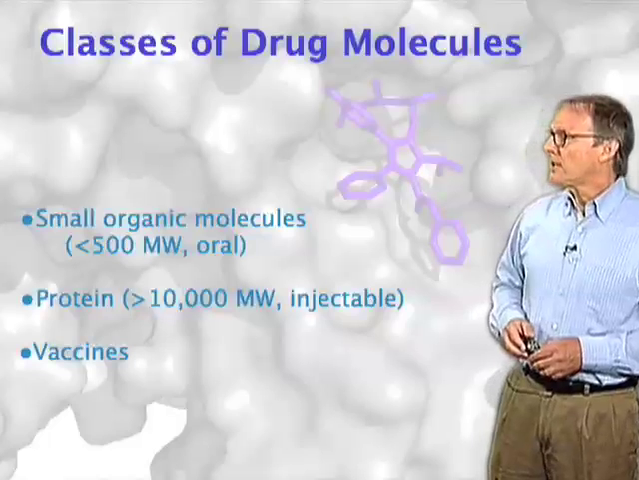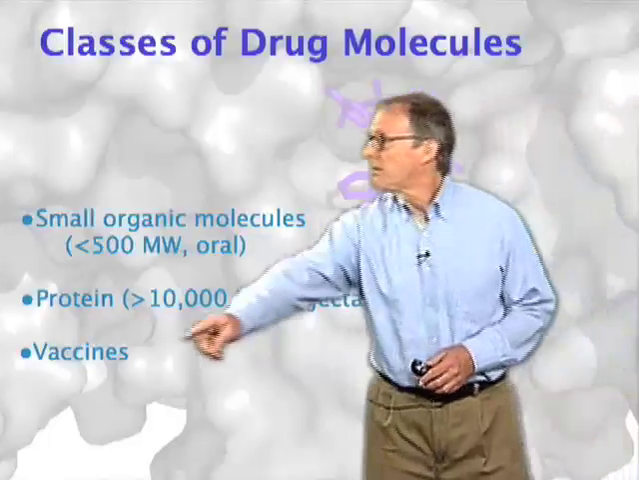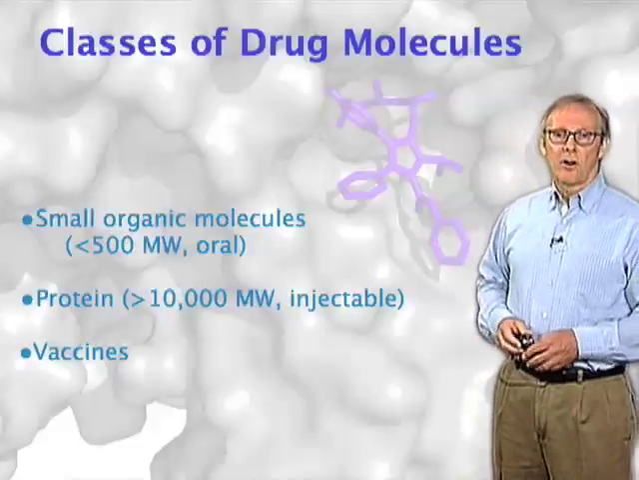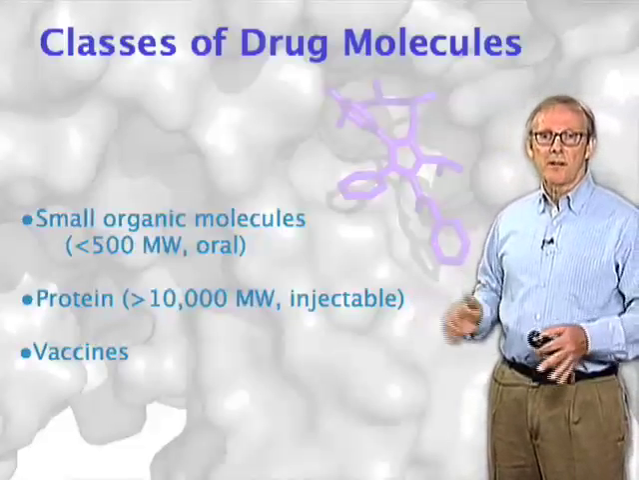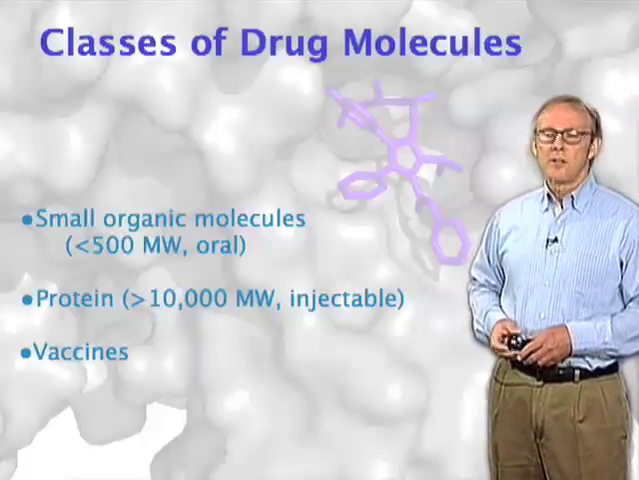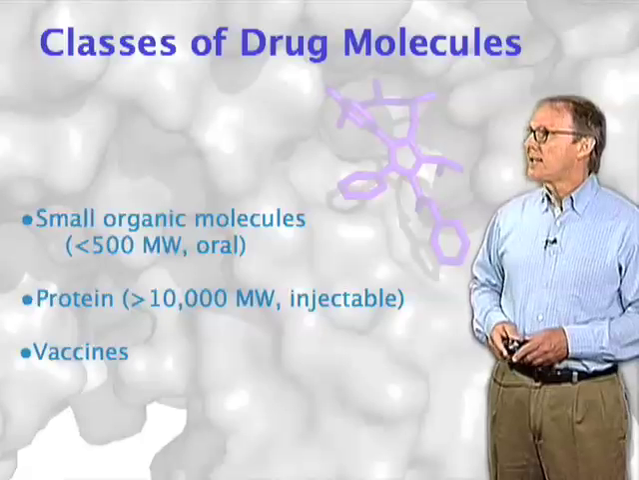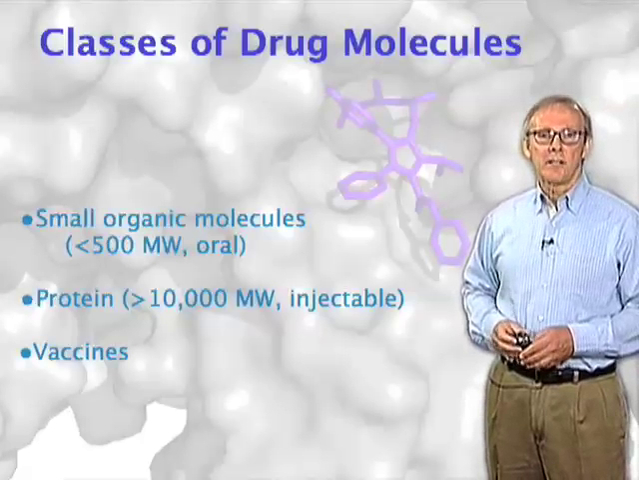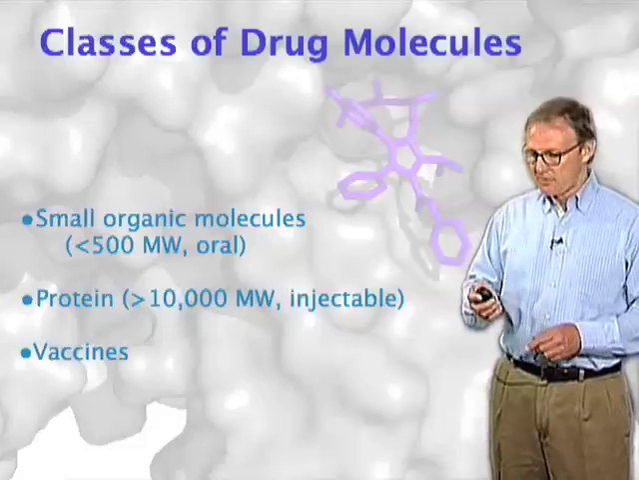The other class of drugs, actually one of the very first to be developed, are the vaccines, and these are basically viruses, or pieces of viruses, that are used to elicit an immune response to a disease. So these are the basic categories, and today I'm going to focus on small molecule drug discovery, leaving these other two categories alone for another talk.